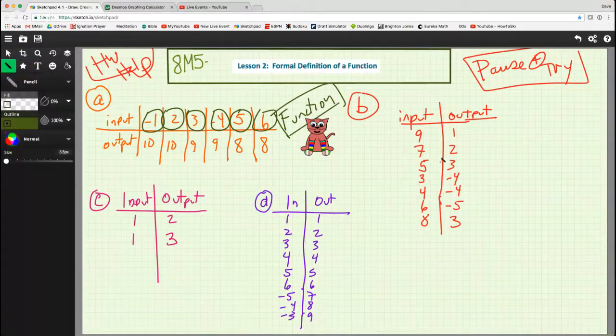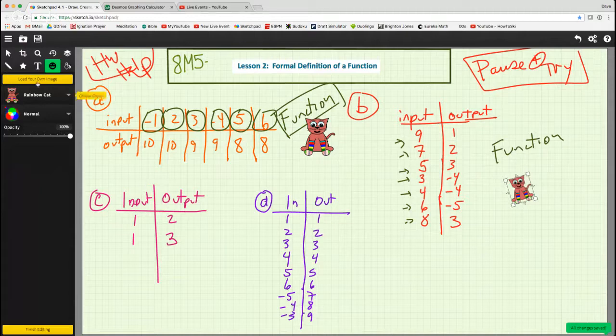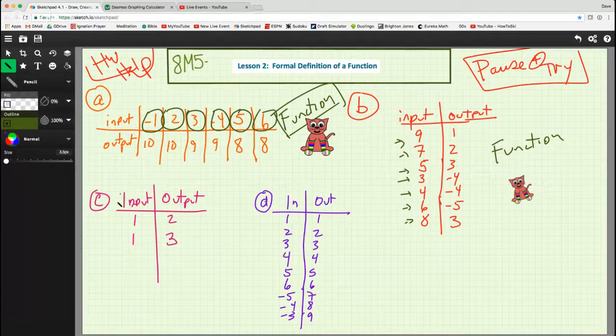Okay, B. Let's look at this. Do I have any duplicates? Let's see. I have 3, 4, 5, 6, 7, 8, 9. Nope. No duplicates. This is a function. Happy cat. All right, let's look over here at C. This is pretty short. Oh, well, I have duplicate inputs, and they have different outputs. So this is not a function. So hopefully you got that.